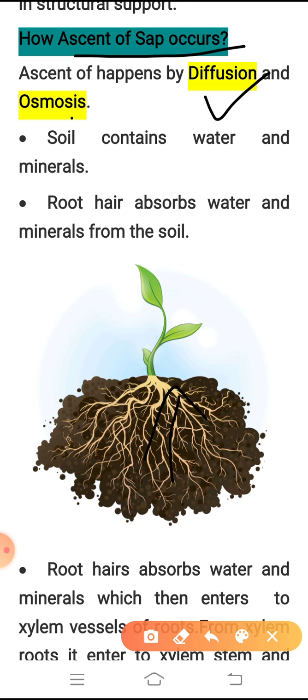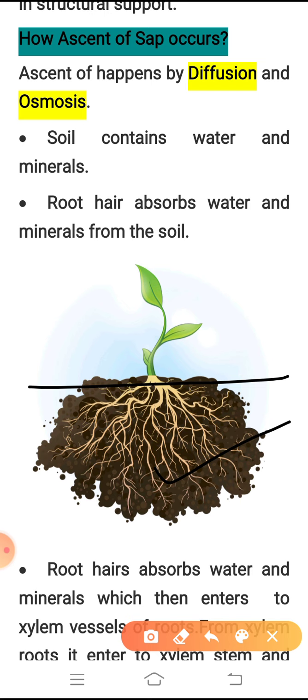One is diffusion and the second one is osmosis. Hope you remember these two words. What is meant by diffusion and osmosis? Let us understand. In the soil, there is a place which is enriched with water and minerals. From the soil, the water and minerals enter the root hair. As it enters the root hair, it enters by diffusion and osmosis.